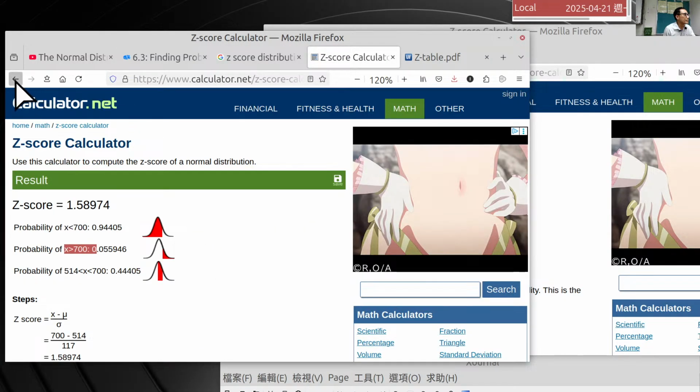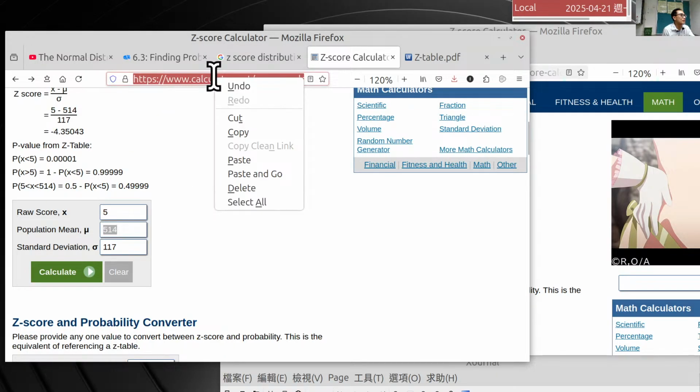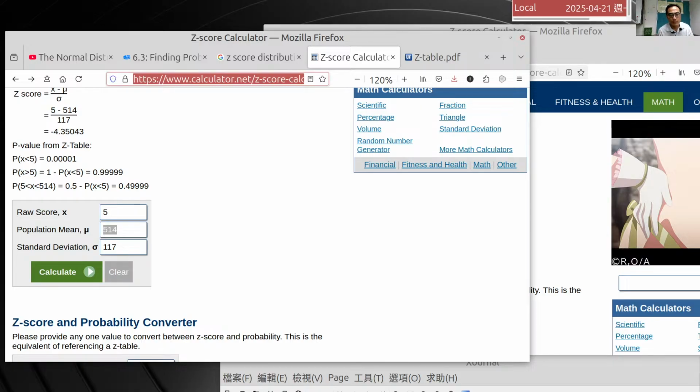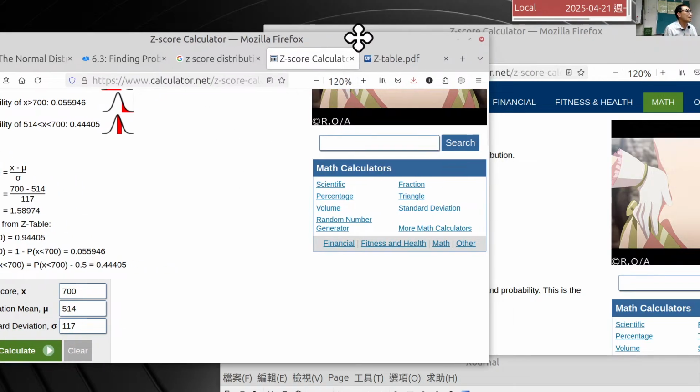Okay, the population mean 514. Okay, I'm going to give this website to you. And the second one, standard deviation, is 117. And your question is, I want to know the score 700. The probability over it, just click calculate. Then we will know, according to the calculation, the z-score is like this. And now we are going to calculate this. Okay, let me show you how to do this one.